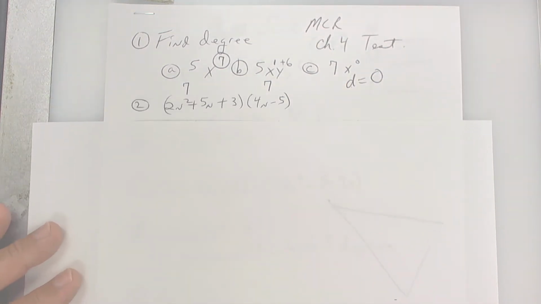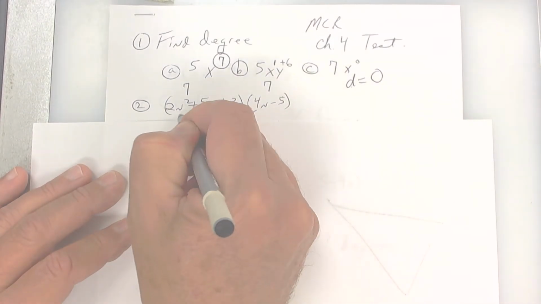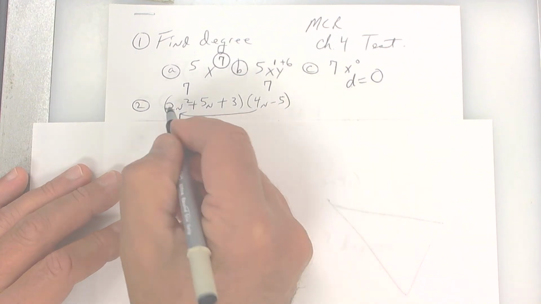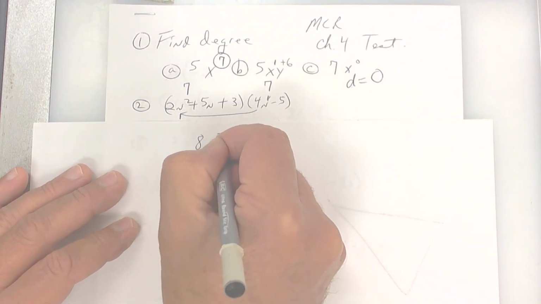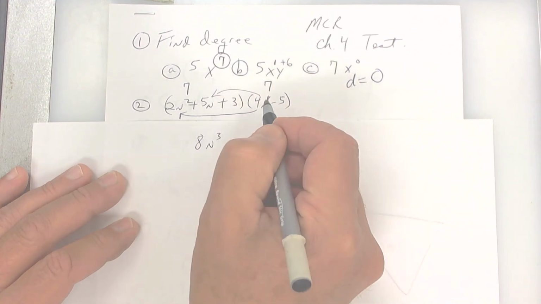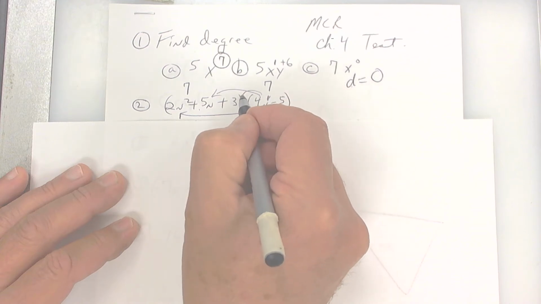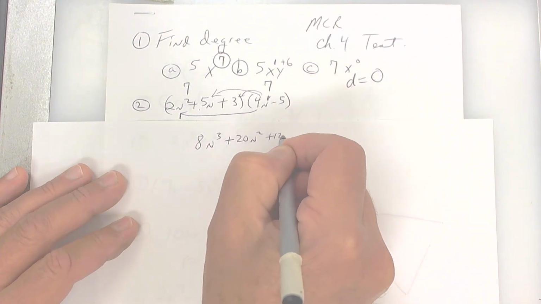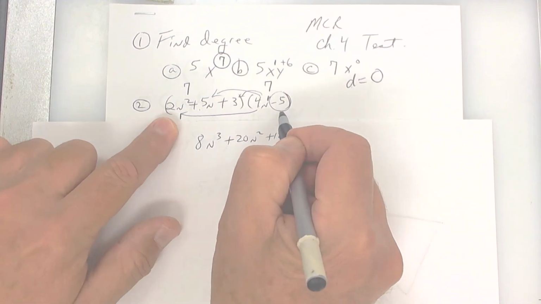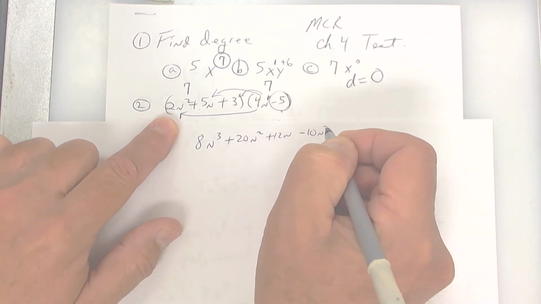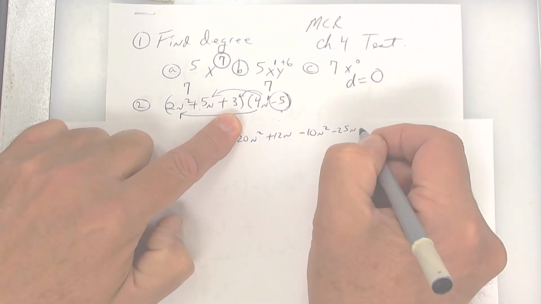Now, let's go on. This one right here, you have to do FOIL, kind of. You're going to take this to that one. So 4 times 2 is 8. n1 times n2 is n3. Then you go to the next one. 4 times 5 is 20. n times n is n squared. Then you go to that one. That gives you plus 12n. Then you have to go to this number to all 3 of these. So 5 times 2, so that's a negative 10n squared. A negative 25n. And a negative 15.